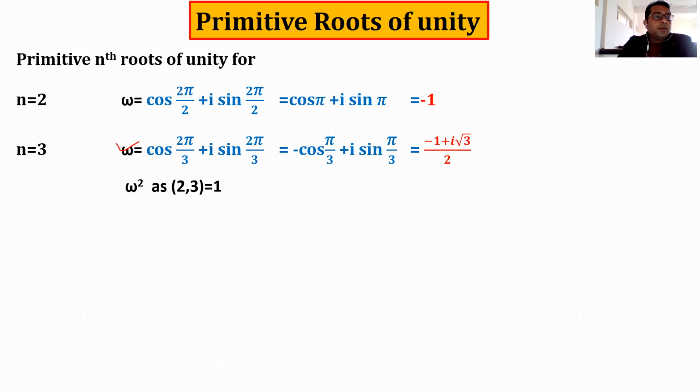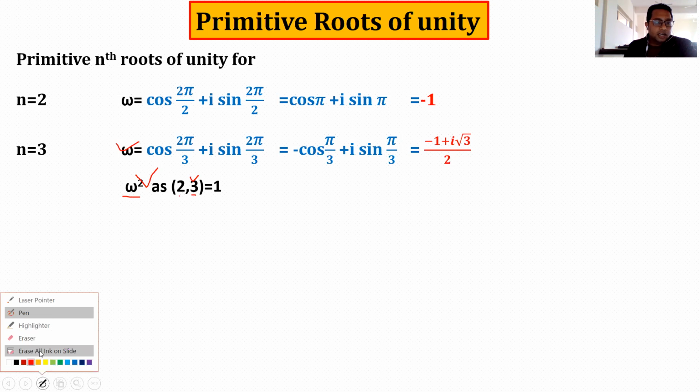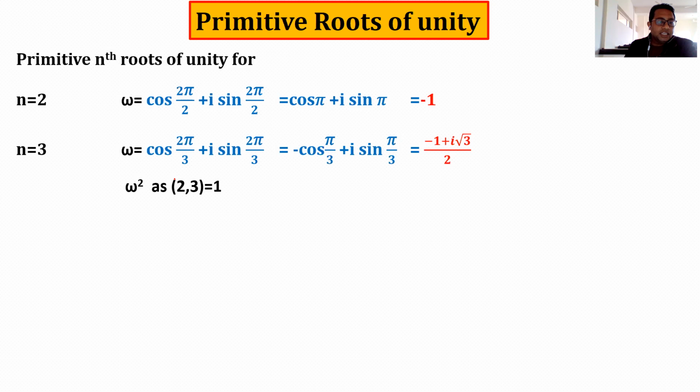And the second primitive third root of unity is omega square, because of the result which I mentioned earlier, that you have to take that power of omega whose GCD with n is 1, and here n is 3. The GCD of 2 and 3 is 1, so omega square is also a primitive third root of unity. Obviously you have to take here the values of k which are strictly less than n.